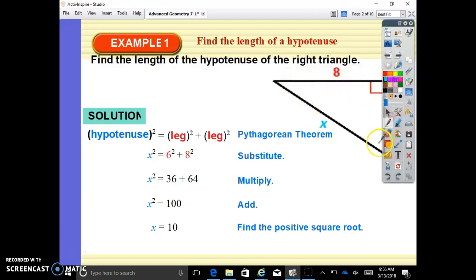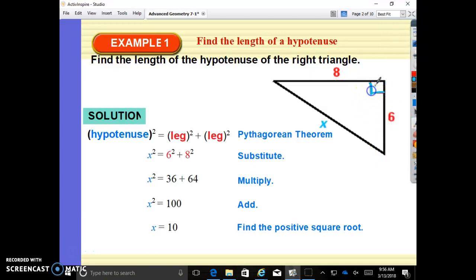So we have two legs. The legs have the included angle being the right angle, and the right angle points at the hypotenuse. The right angle always points at the hypotenuse. This one is our hypotenuse. We are solving for the missing hypotenuse. A squared plus B squared equals C squared. When you know two sides, you can find the third.